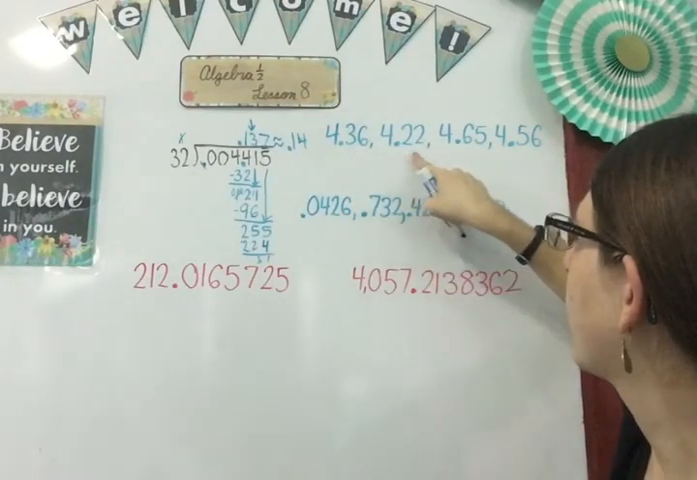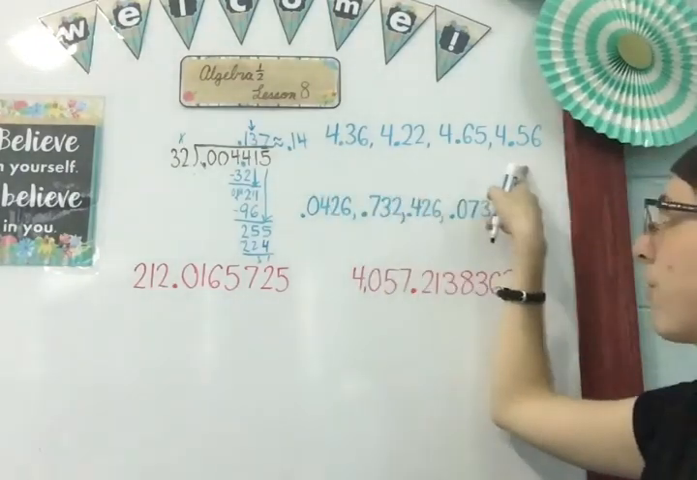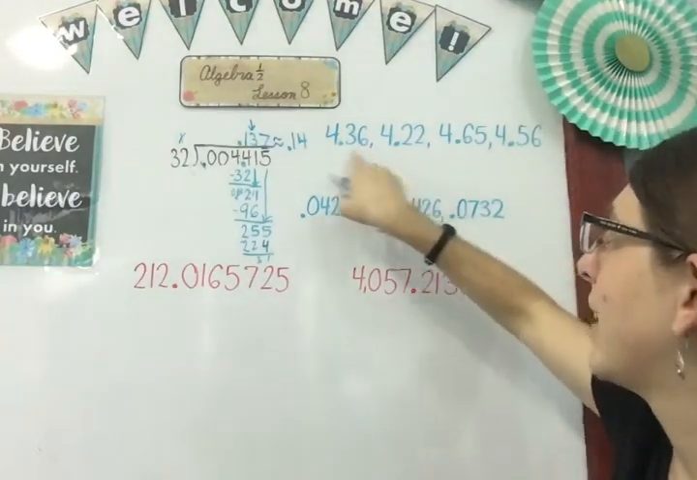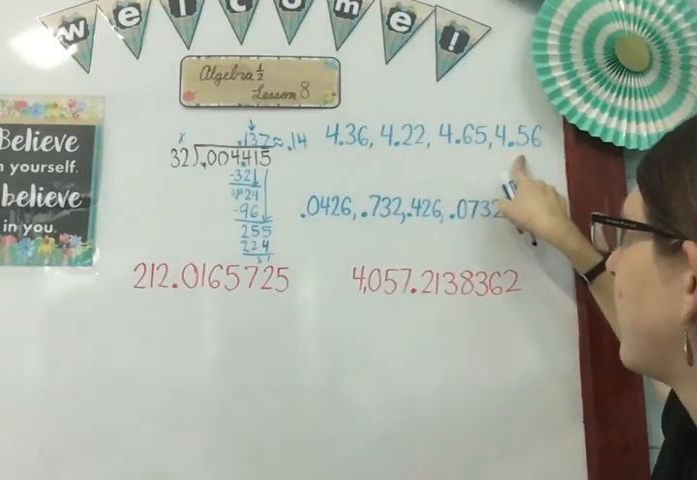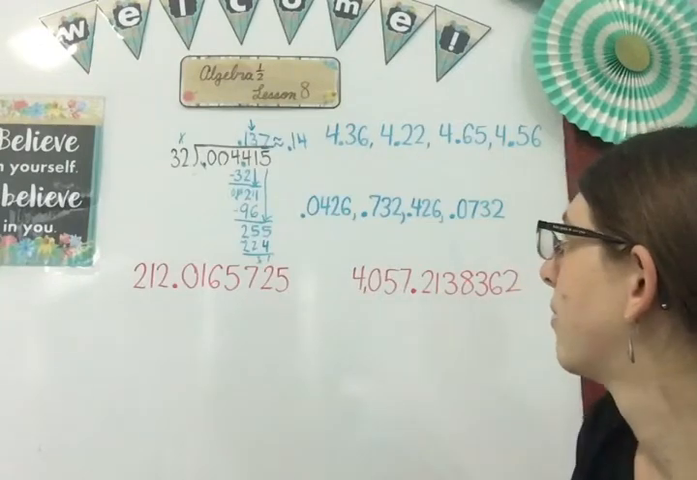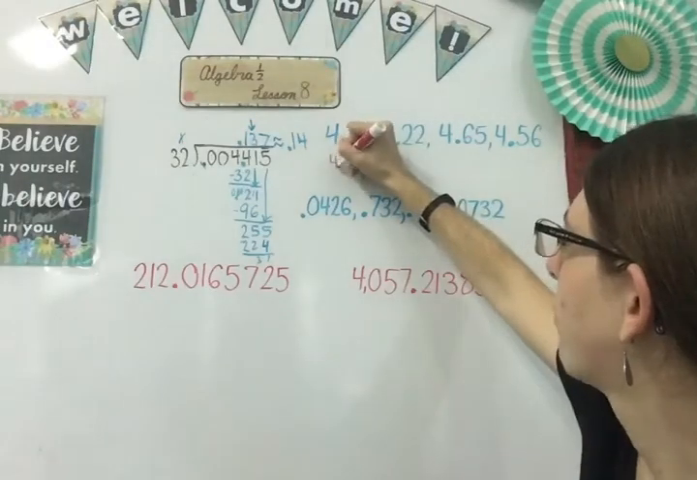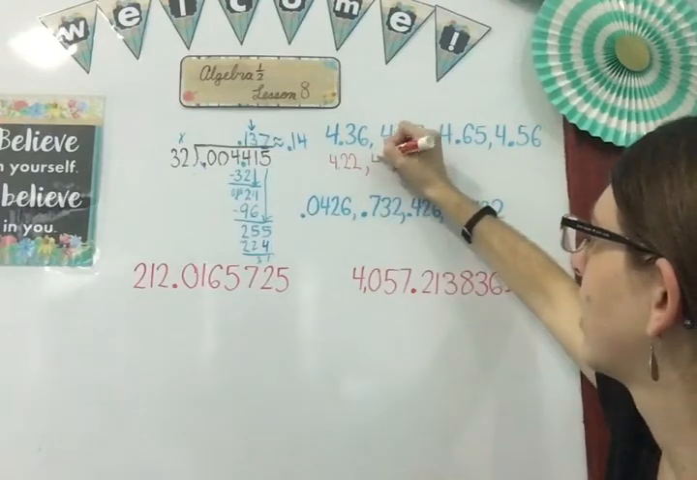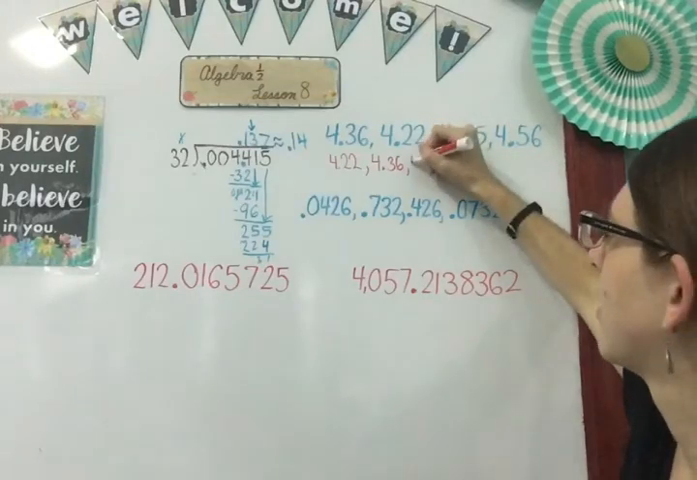4.36, 4.22, 4.65, 4.56. They all have 4 in front, so I'm just going to look at the decimal to see which one is bigger. You look at it as if it weren't a decimal number. So look at this as 36, 22, 65, 56. If I want to write this in order from least to greatest, which one's the smallest? Well, it's 22. So I have 4.22 first. Then 36. So I have 4.36. Then 56. 4.56.